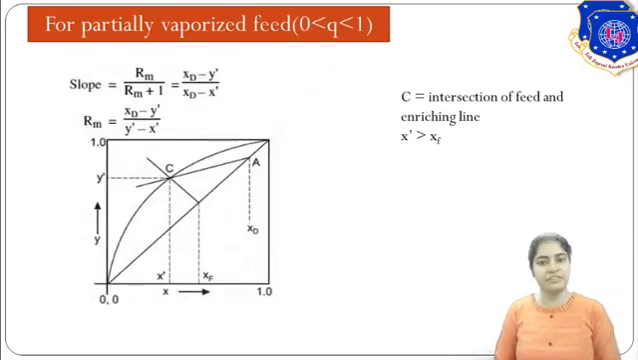Now for partially vaporized feed, the situation is the same again. First of all, locate the C point, intersection between the enriching section and the feed line. Here you can see the coordinates are different. So again, what is the slope here? Rm upon Rm plus 1. You can see delta y, the difference between the coordinates of y on the y-axis. So it is xd minus y dash upon xd minus x dash. The thing is totally simple. Graphically when you solve it, you will get to know how it is calculated.